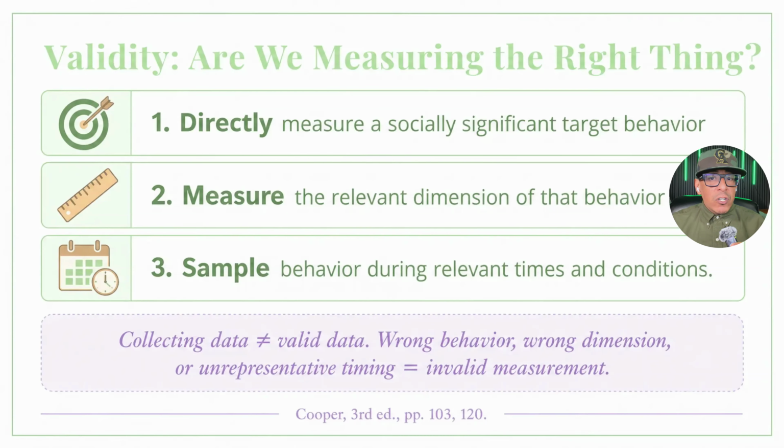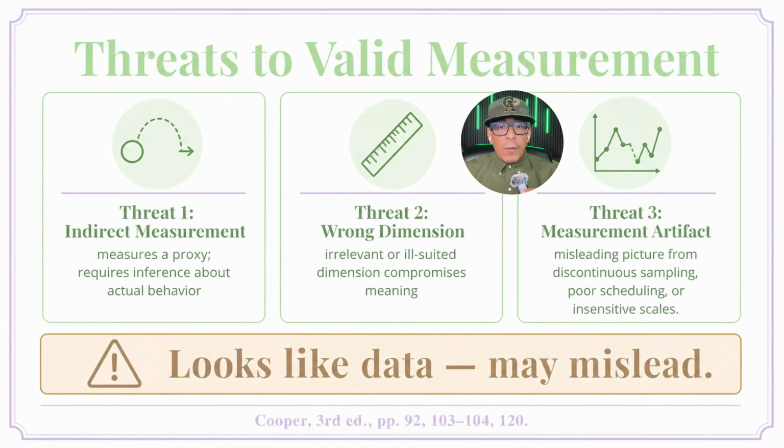If the team measures the wrong behavior, the wrong dimension, or the behavior at unrepresentative times, the data can be invalid even if the observer collected the data and followed the data sheet exactly. On the exam, listen for questions that ask whether the measurement procedure matches the real clinical or educational concern. Cooper identifies three major threats to valid measurement: indirect measurement, measuring the wrong dimension, and measurement artifacts.